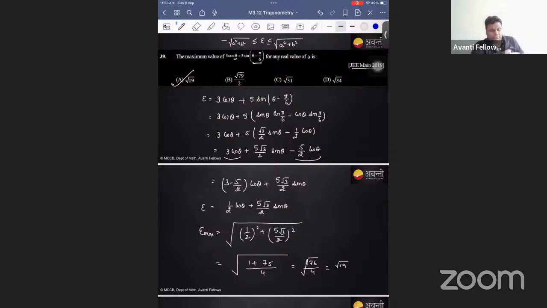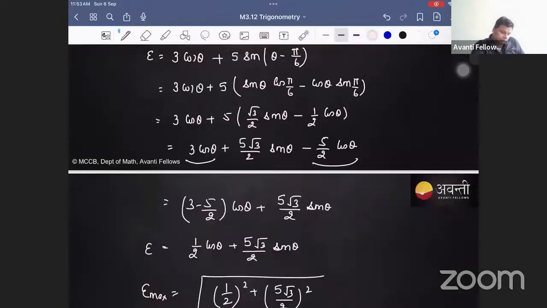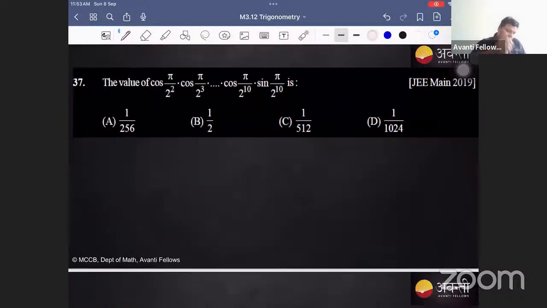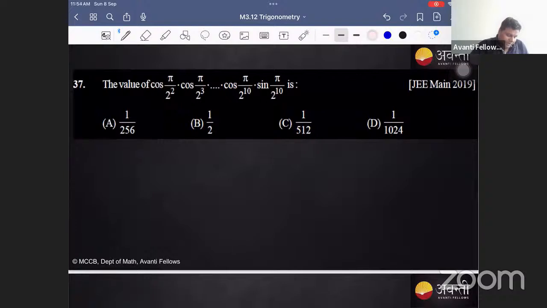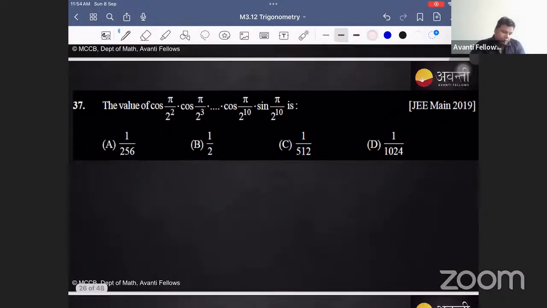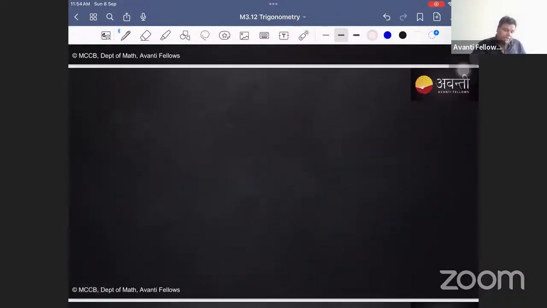Now, let's go forward. The value of cos pi by 2 square, cos pi by 2 cube, cos pi upon 2 to the power 10 and so on. See, first of all, let me give you some theory about it.